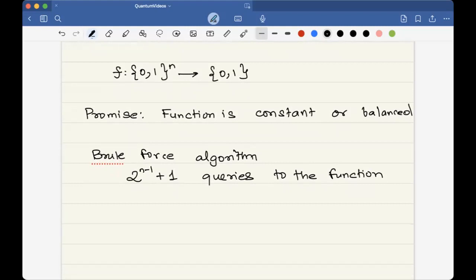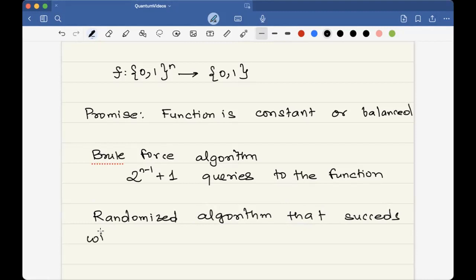So let me give you first a randomized algorithm that succeeds with probability 2/3. A randomized algorithm is an algorithm which has a random step, and the algorithm may give a success, but not always. So it may fail also. So let me give a randomized algorithm. This is a classical algorithm with some random steps that succeeds with probability 2/3, right?